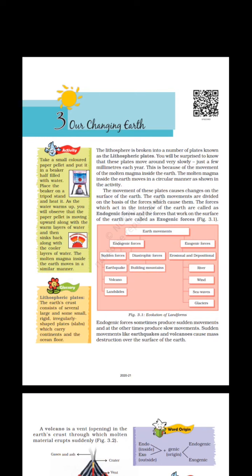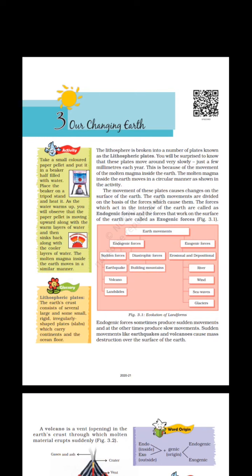Activity: take a small colored paper pellet and put it in a beaker half filled with water. Place the beaker on a tripod stand and heat it. As the water warms up, you will observe that the paper pellet is moving upward along with the warm layers of water and then sinks back along with the cooler layers of water. The molten magma inside the earth moves in a similar manner.